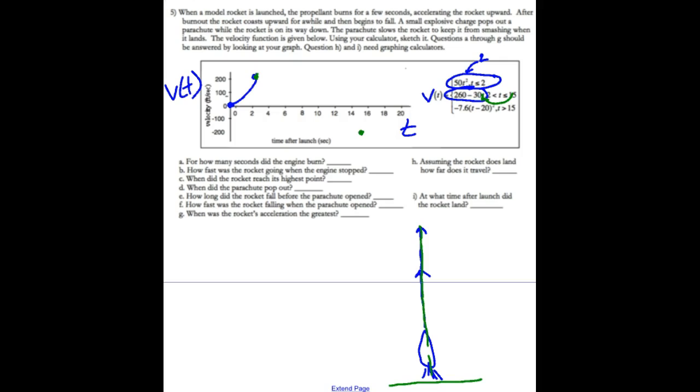But before I connect these dots, I'd really like to know where it hits the t-axis, because that's when the velocity is 0. That would represent this right here. That's that turning point where gravity takes over and sends that rocket back to the Earth. So we have to do 260 minus 30.